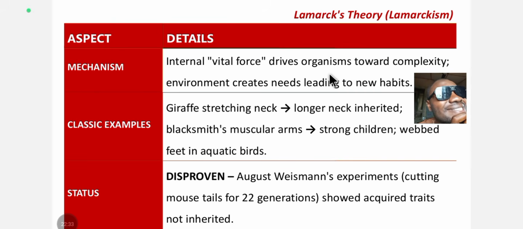So, what is the status of this Lamarck's theory, also called Lamarckism? What's the status? Disproven. August Weismann's experiment, which was cutting mouse tails for 22 generations. That's no joke. Cutting mouse tails for 22 generations showed acquired traits, not inherited traits. It shows that it is acquired, not inherited. They acquire it while on earth. It is not passed from parent to offspring. So it was disproven, Lamarckism, the theory of evolution.